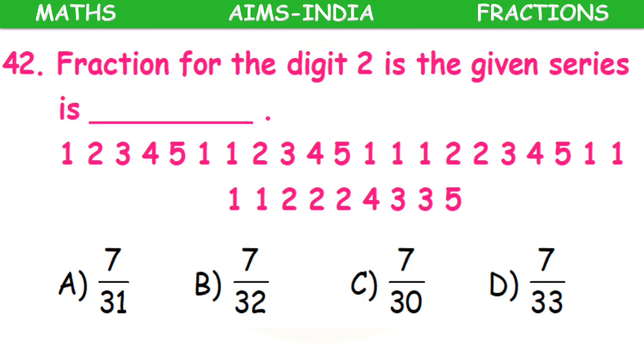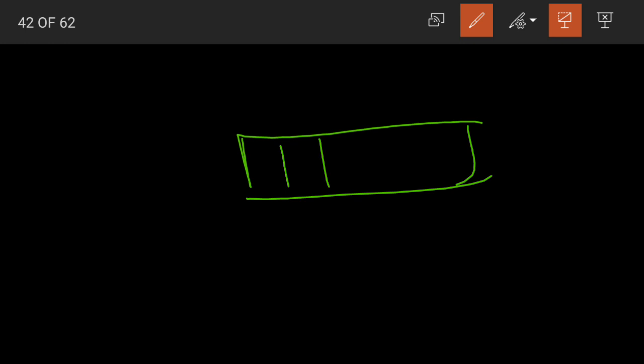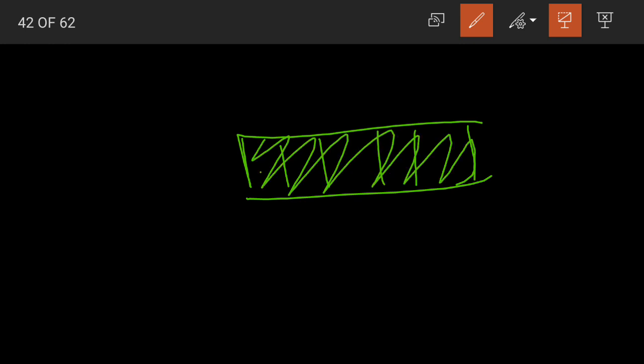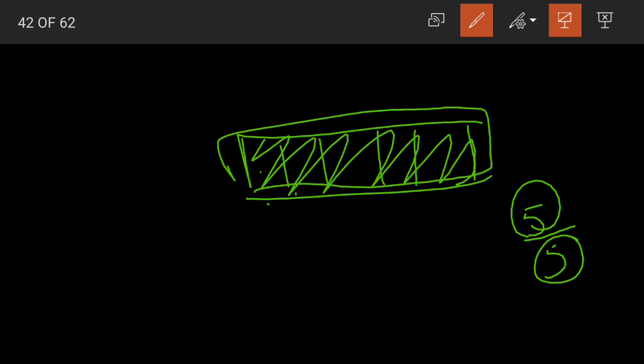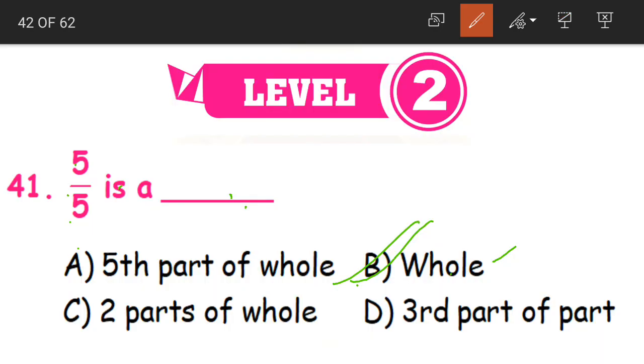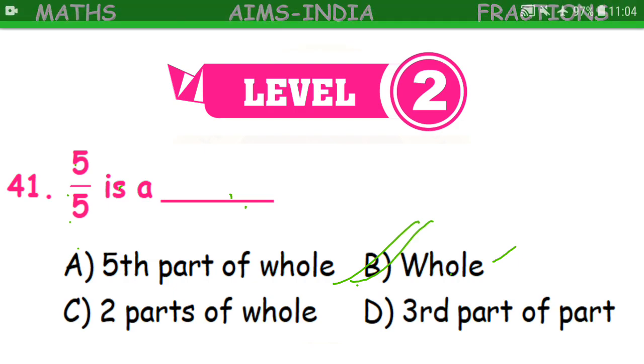Or simply, see, when I am having 5 pieces, or say I am having this bar of candy, I have divided it into 5 pieces and I am having all the 5. Yes, 5 by 5 means what? 5 shaded parts divided by the total parts, that is 5. Now what part of the figure is shaded? The whole figure is shaded. So that is why 5 by 5 is nothing but our whole.